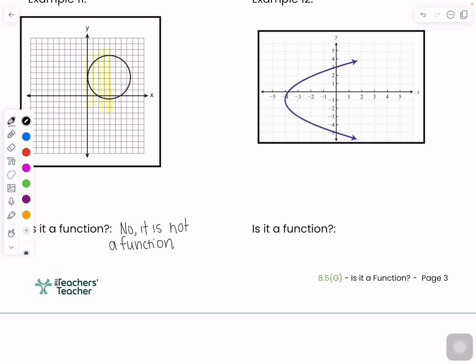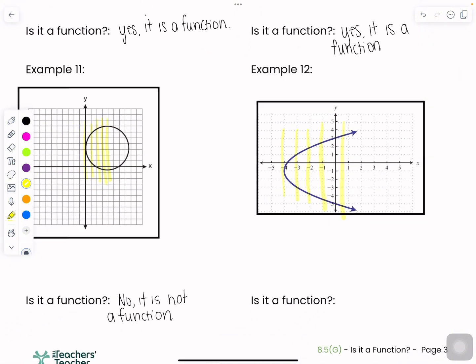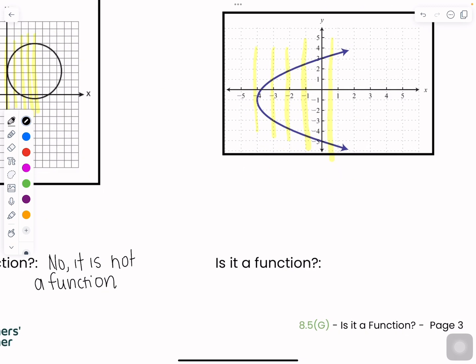Let's take a look at example 12. When looking at our vertical line test, we can see that there are several points on the graph where our vertical line will cross through two ordered pairs. Since it does not pass the vertical line test, we can say that example 12 does not represent a function.